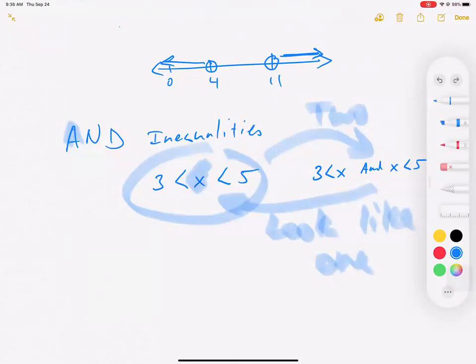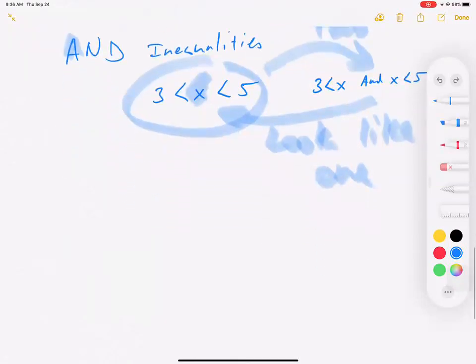I want to elaborate on it. So here we go. We're going to say 1 is less than x minus 2 is less than 3.